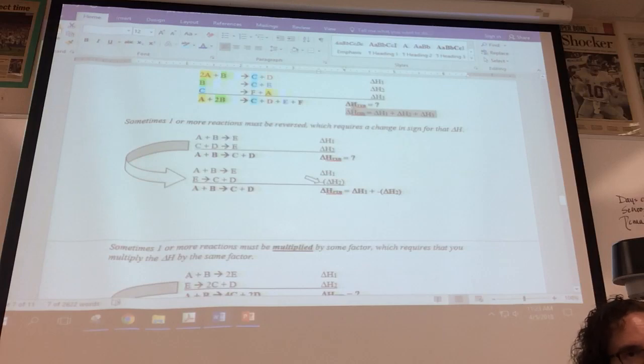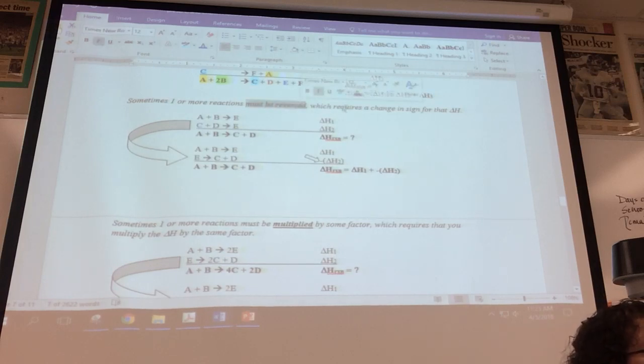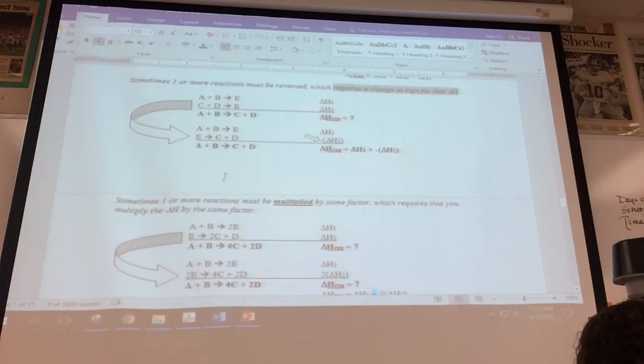So it looks really easy so far, right? All right, here it comes. It says sometimes one or more reactions must be reversed, which requires a change in sign for that delta H. Why don't they just flip the triangle? Alrighty. Here's my net equation right here.